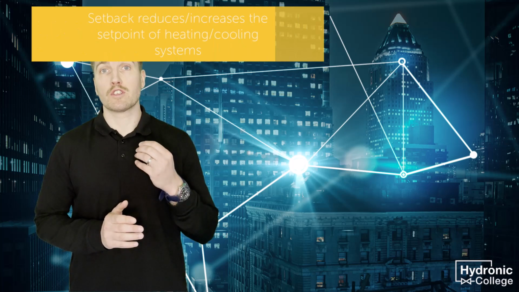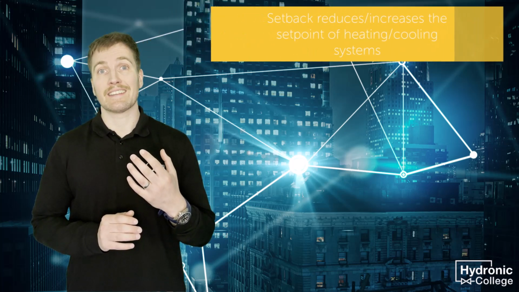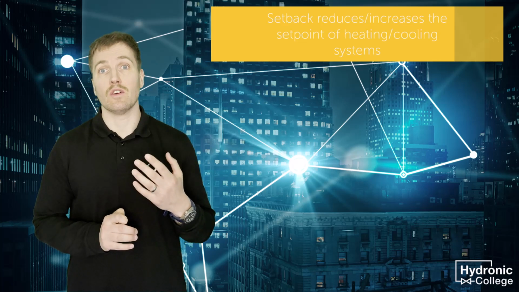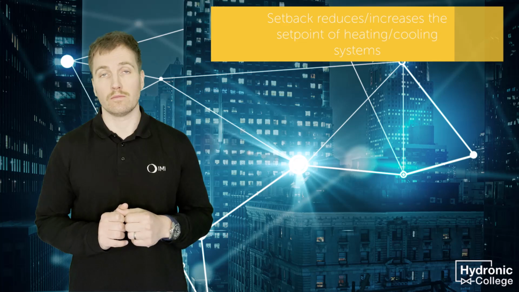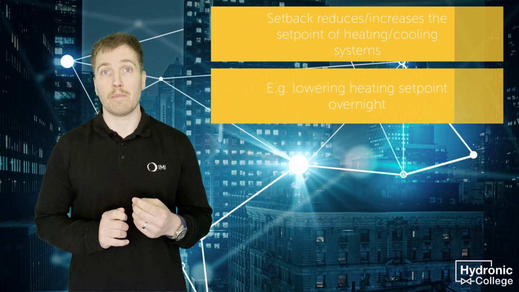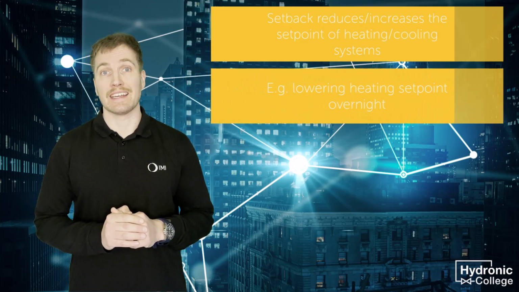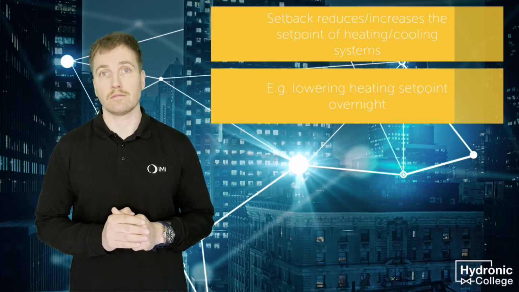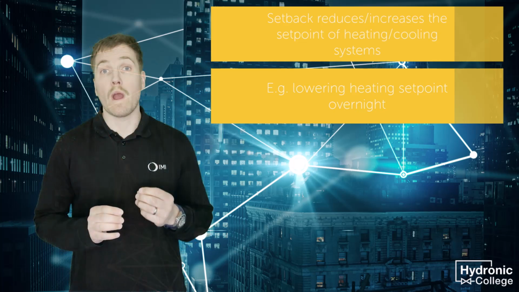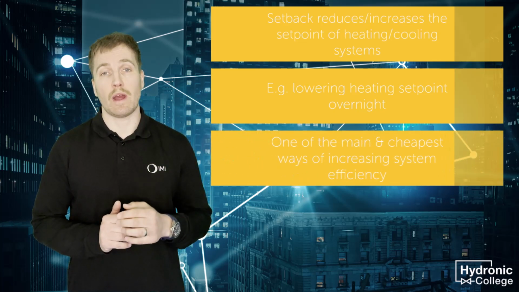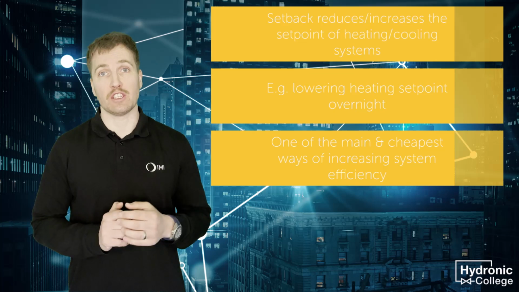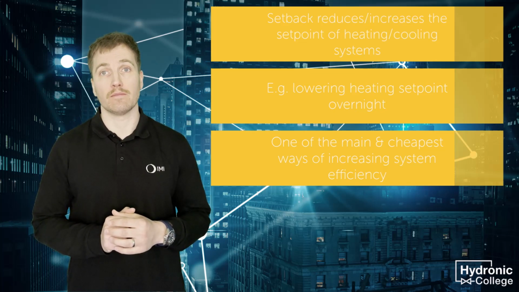Setback is a simple strategy to reduce utility cost by reducing or increasing the set point in heating or cooling, according to a fixed schedule. For example, lowering the set point in heating overnight. When properly set, this is one of the main and cheapest ways of increasing efficiency of a hydronic system.